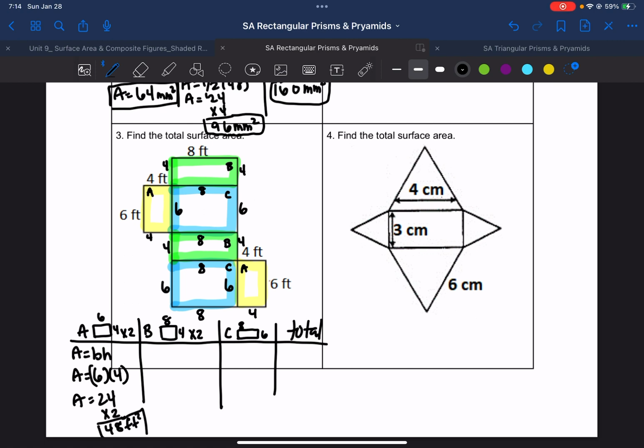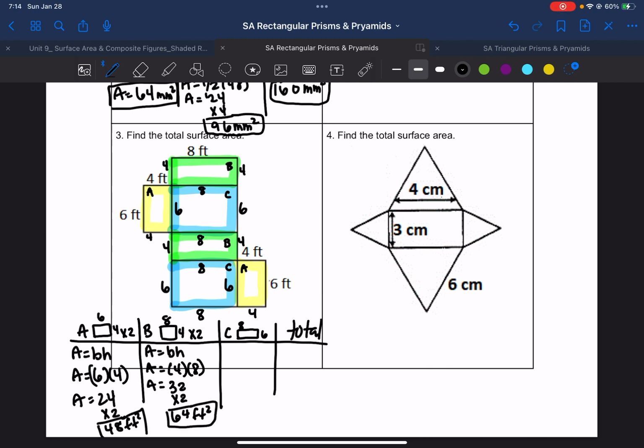Okay. Now on this one, area is equal to base times height. I have a 4 by 8. That is B. Okay. So 4 times 8. And I know that 4 times 8 is 32. But remember, I have 2 of them. So we're going to multiply. So that's going to be 64 feet squared. Done with that one. Okay.